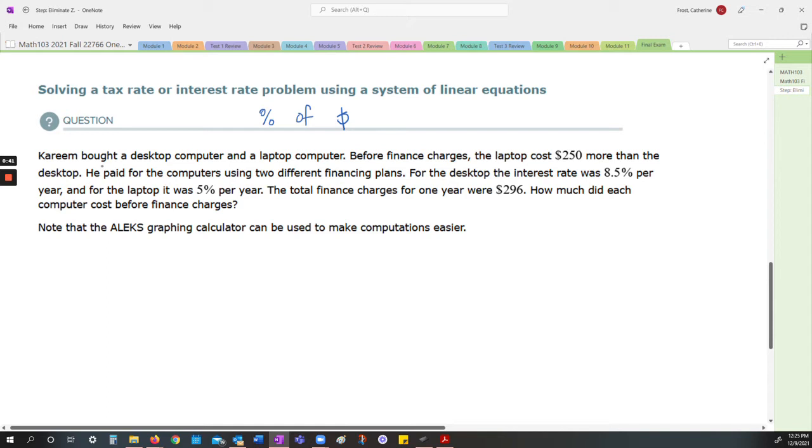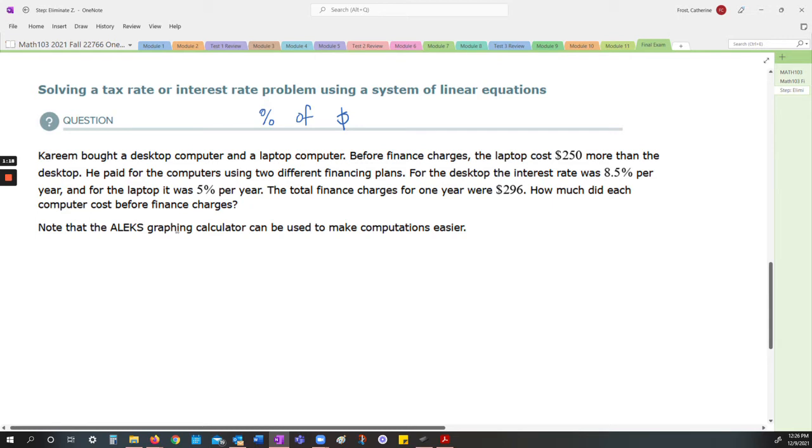Anyway, so this particular one is Kareem bought a desktop computer and a laptop computer. Before finance charges, the laptop cost $250 more than the desktop. He paid for the computers using two different financing plans. For the desktop, the interest rate was 8.5% per year, and for the laptop, it was 5% per year. The total financing charges for 1 year were $296. How much did each computer cost before finance charges?